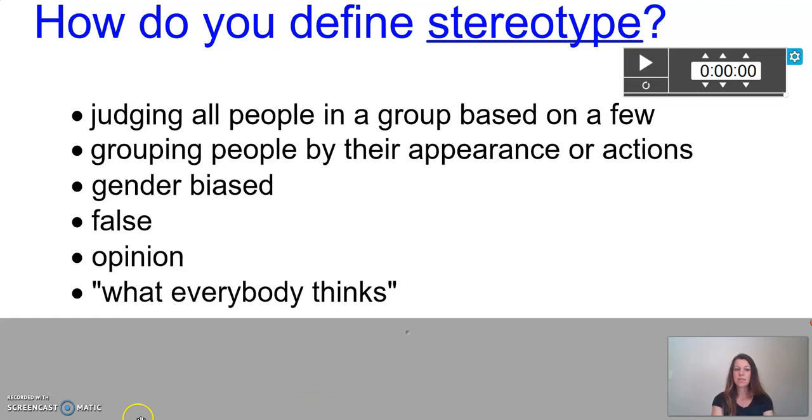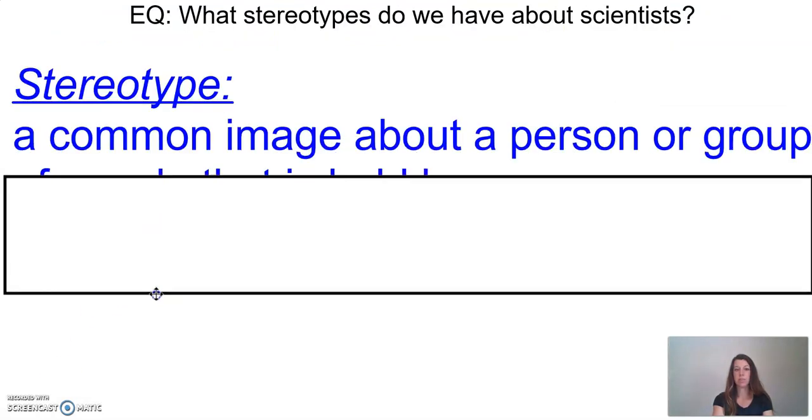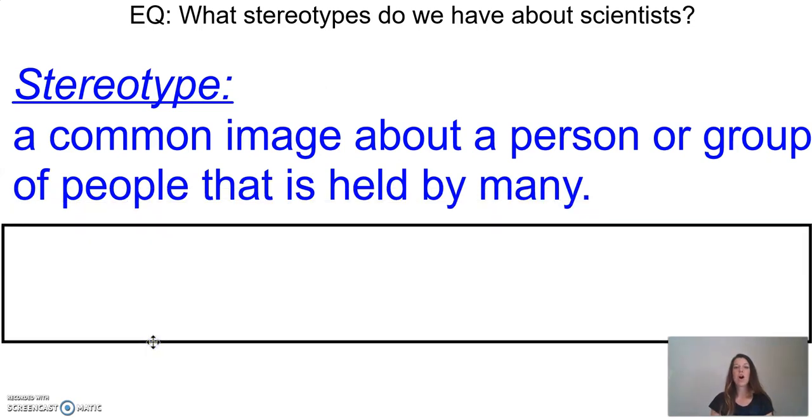So what I want you to do next is record our class definition onto your notebook paper. This is going to come in handy for your assignment at the end. We're going to define the term stereotype, please write this down, as a common image about a person or group of people that is held by many. I'll read that again. A common image about a person or group of people that is held by many. Again, meaning many people think that, or have that image in their head about that person or that group of people.